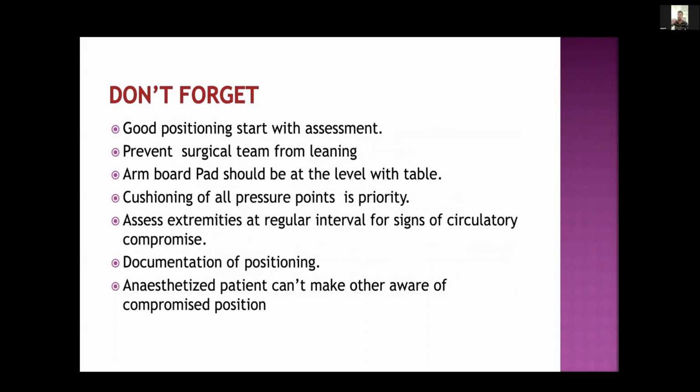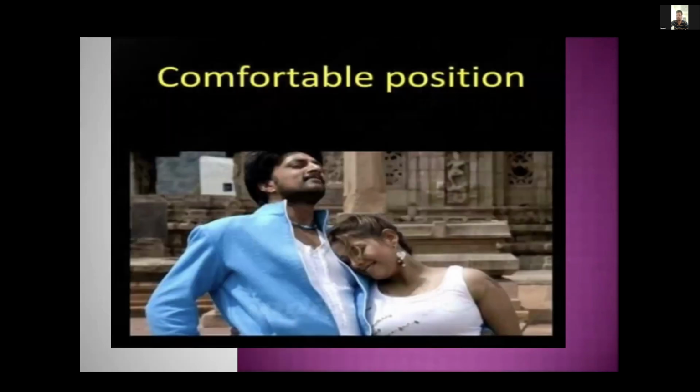Don't forget, good positioning starts with assessment. Prevent the surgical team from leaning on the patient. Armboard pad should be at the level of the table. Cushioning of all pressure points is a priority. Assess extremities at regular intervals for signs of circulatory compromise. Documentation of position should be done every time. And remember, an anesthetized patient can't make others aware of a compromised position, so we have to take care of it.